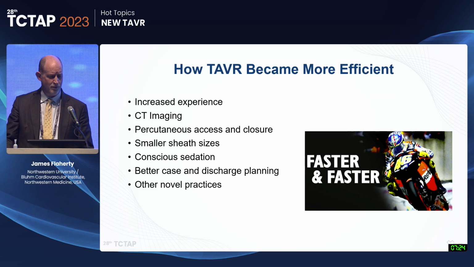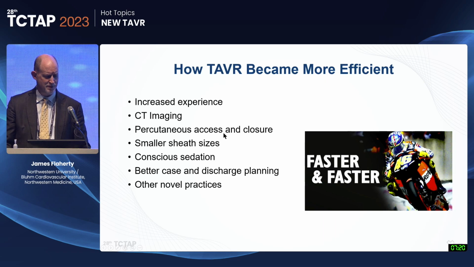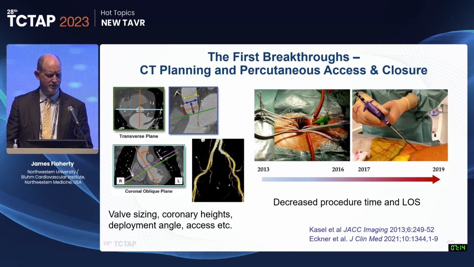Well, we've become a lot more efficient over the past 10 years. More experience, use of CT, percutaneous access, smaller sheaths, conscious sedation, better planning. The first big breakthrough was CT. We didn't use CT routinely when TAVR first started, but this lets us know what valve size to use, tells us about our access, coronary heights, angles, deployment. Definitely makes the planning a lot more smooth.